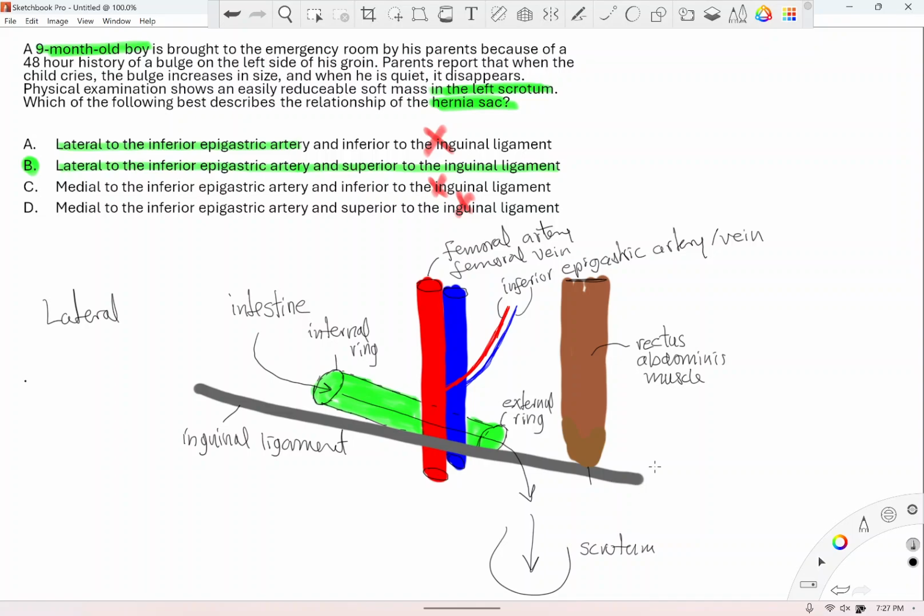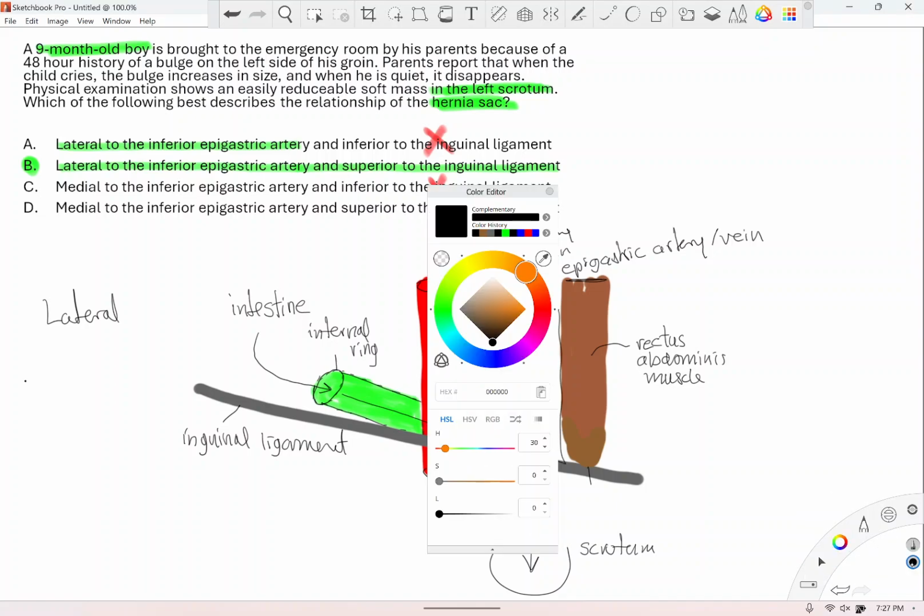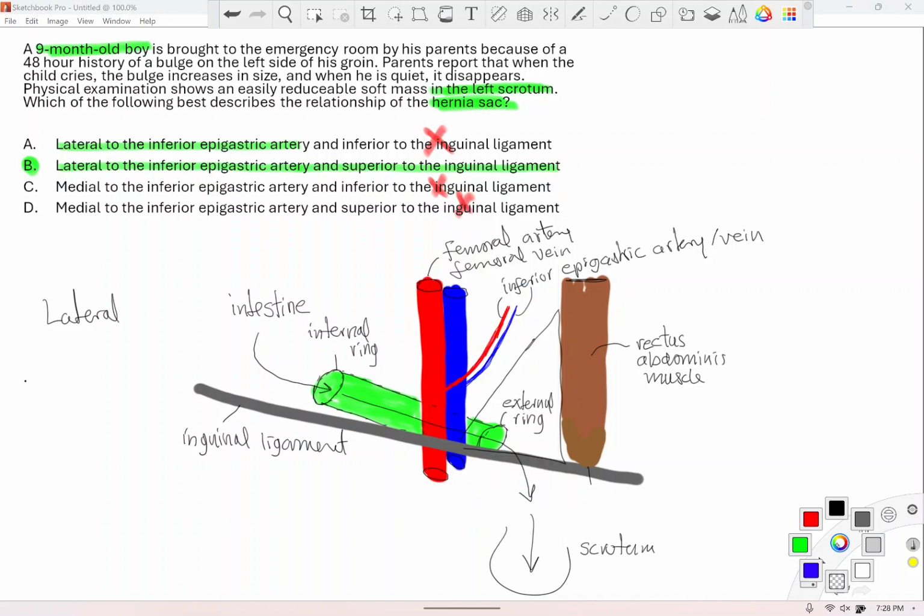So I hope this was helpful. What do you need to know? You need to know what this area is called. This area that I'm going to do a triangle right here, yellow. This is called Hesselbach's triangle. Most of you probably remember. So this area is Hesselbach's triangle. I'm coloring it yellow. So direct hernia occurs from Hesselbach's triangle. Indirect hernia occurs lateral to the vessels right here.